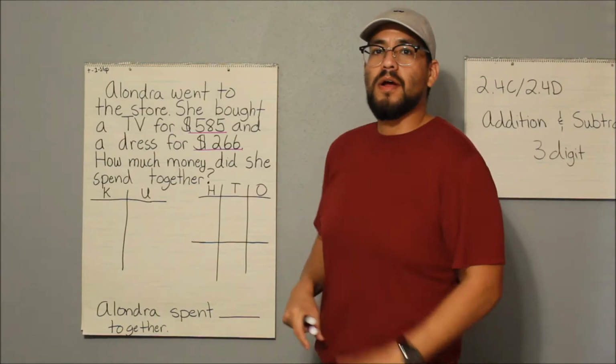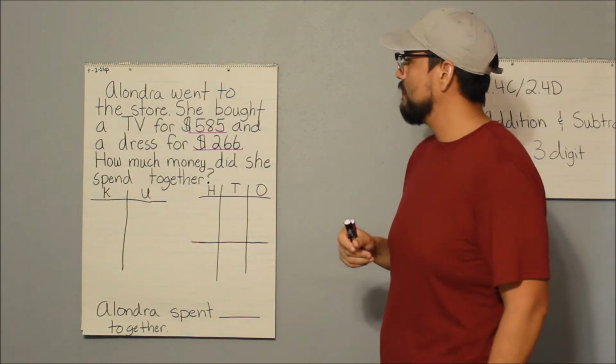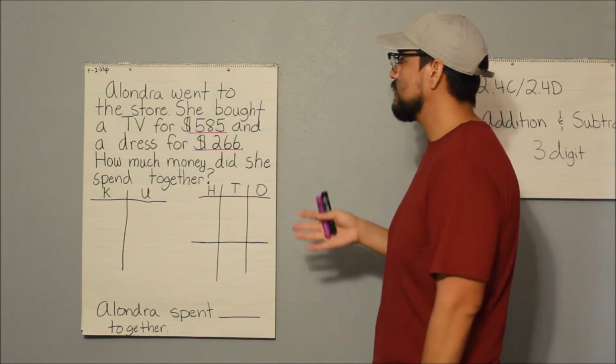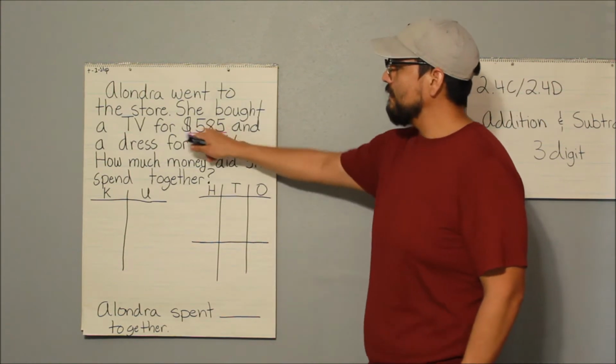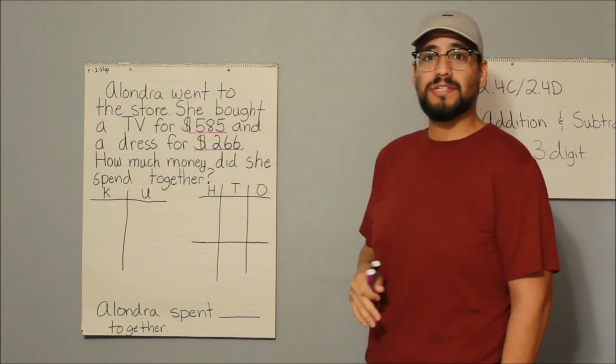Let's go. Alright, Alondra went to the store. She bought a TV for $585 and a dress for $266. How much money did she spend together? Alright, I have the numbers written in here this time. You can always cover the numbers and focus on the action if you need.